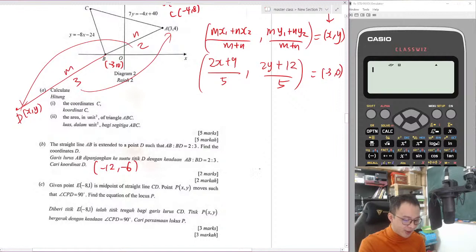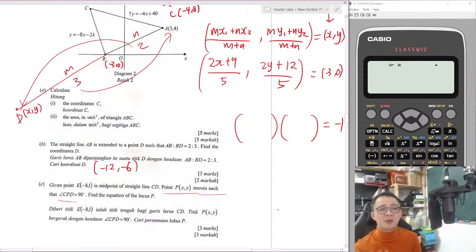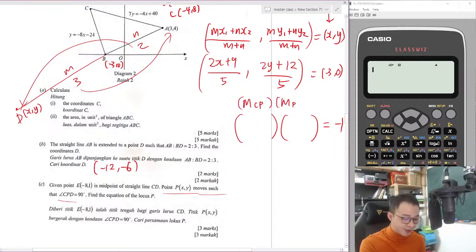So the question tells me you have some point P, which is the locus. Move so that CPD is 90 degrees. So whenever I see 90 degrees, I know first gradient multiplied by second gradient equals negative 1. This is what we do for perpendicular, isn't it? So the first gradient will be the gradient of CP multiplied by the gradient of PD. Because the 90 degrees is at the middle, isn't it? So basically, I just imagine CP, PD, right? So both of these gradients multiplied equal negative 1.